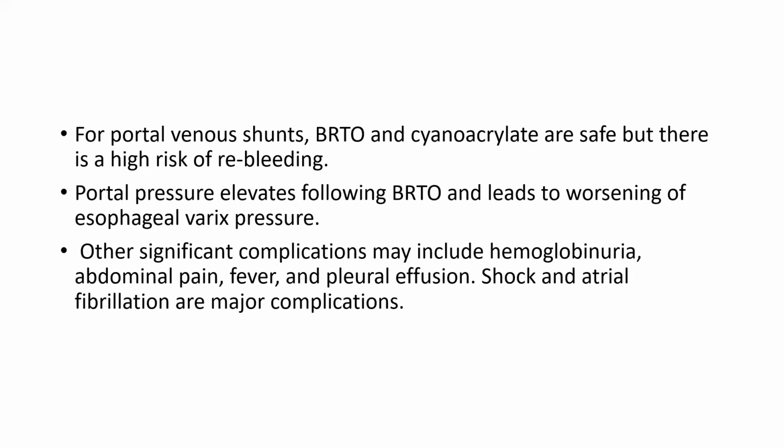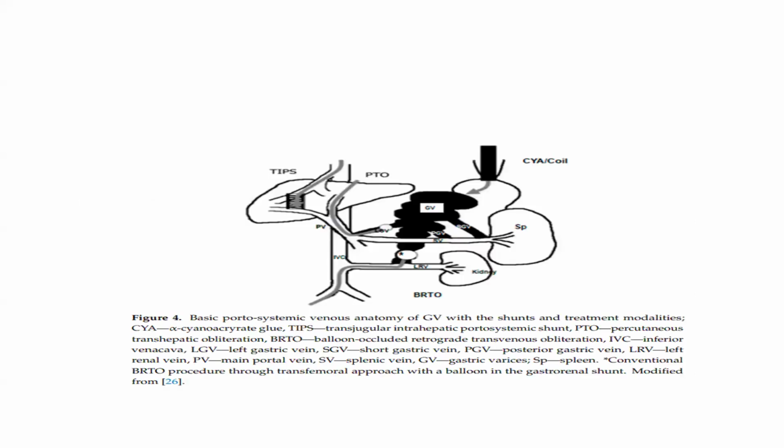For portal venous shunt, BRTO and cyanoacrylate are safe, but there is a high risk of rebleeding. Portal pressure elevates following BRTO, and it leads to worsening of esophageal variceal pressure. Other significant complications may include hemoglobinuria, abdominal pain, fever, and pleural effusion. Shock and atrial fibrillation are the major complications. This is the picture showing the different modalities of treatment that are used for gastric varices. Thank you.